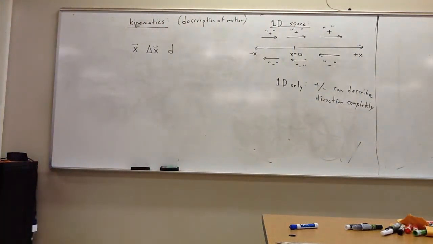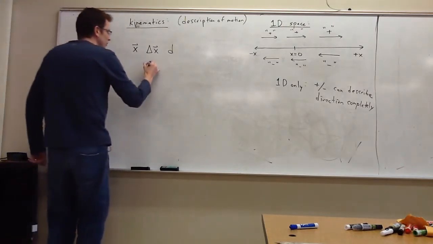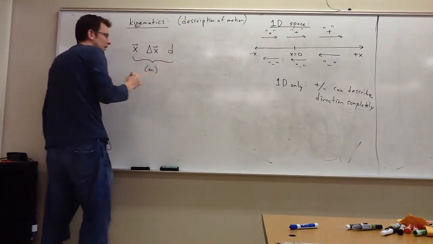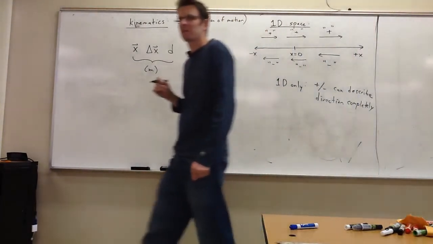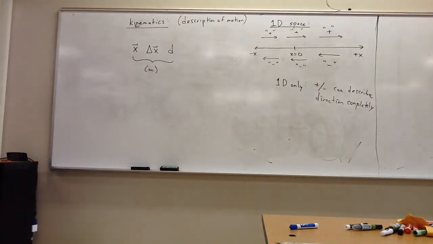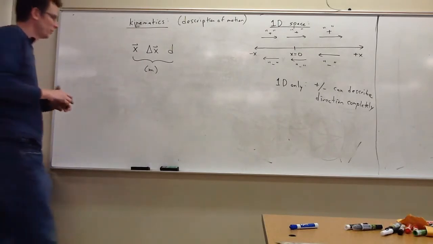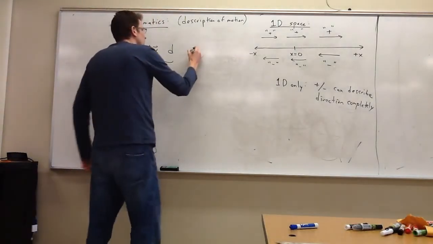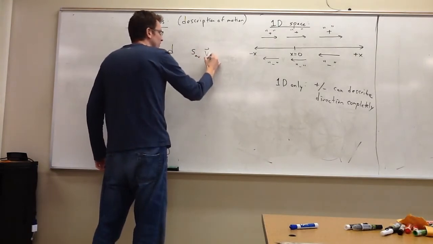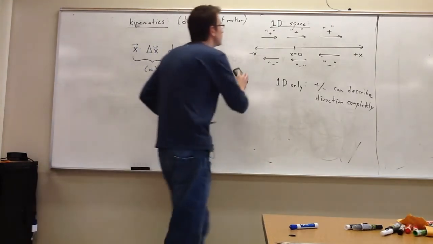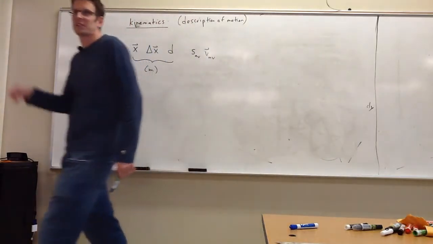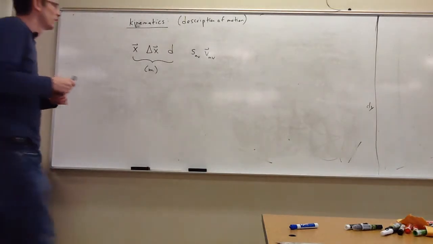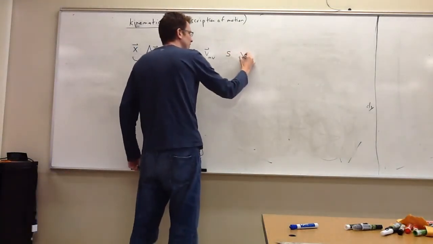You look at the top and see if it has a little hat. These are all measured in units of meters in SI. They all have the same units, but they all talk about different things. Just because they have the same units doesn't mean they don't have their own differences. So we'll talk about those. Then we'll talk about average speed and average velocity. Notice one of those has a vector hat and one of them doesn't. Then we'll talk about instantaneous speed and instantaneous velocity.